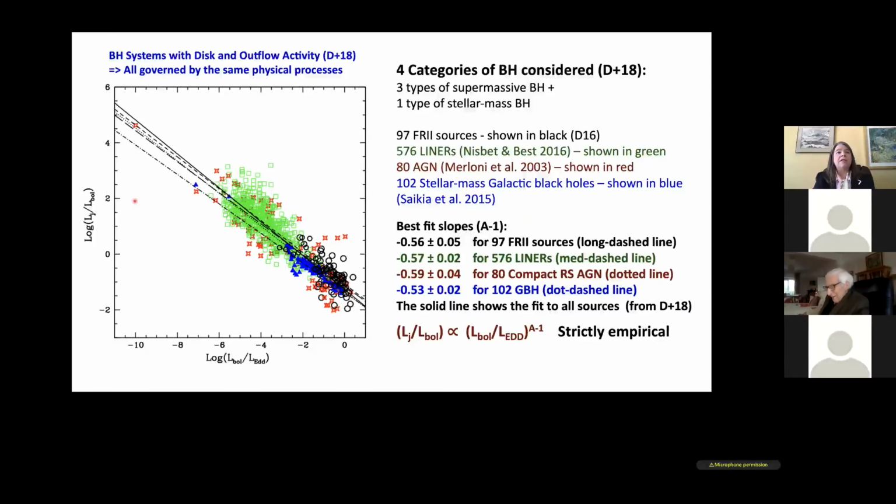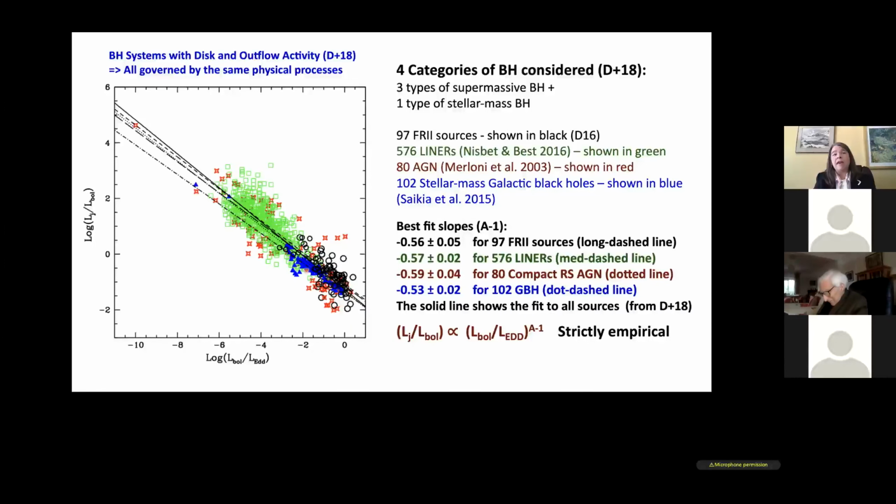And so we see this enormous range of L_j over L_bol, the beam power relative to the disk bolometric luminosity, about 4 orders of magnitude or so, and then also a very large range in bolometric luminosity in Eddington units. Interestingly, this does cut off at a bolometric luminosity approximately equal to the Eddington luminosity, and that's a result. That's not something that was imposed.